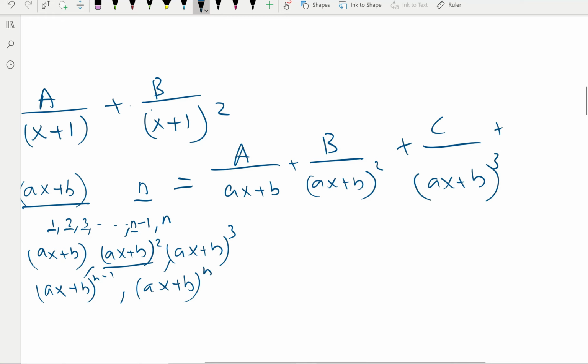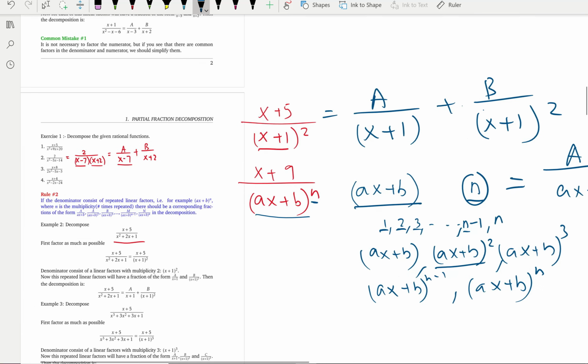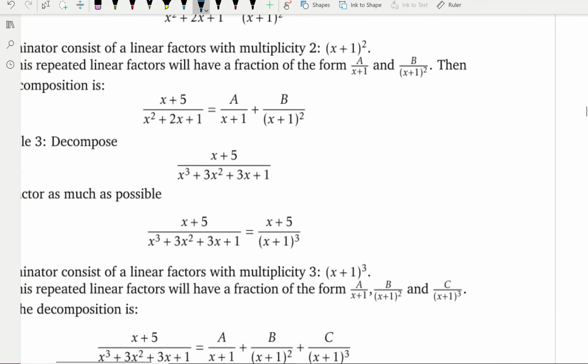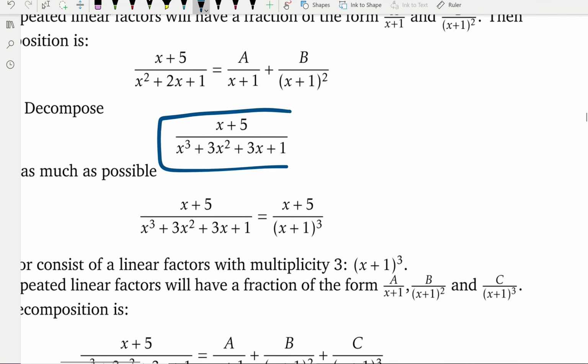So you write a fraction for each power of that same factor until you reach that multiplicity n. Okay, let's see more examples, then it will make more sense. Let's look at this problem. You have to decompose this: x plus 5 over x cube plus 3x square plus 3x plus 1.